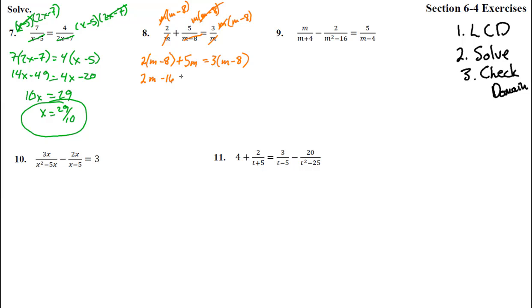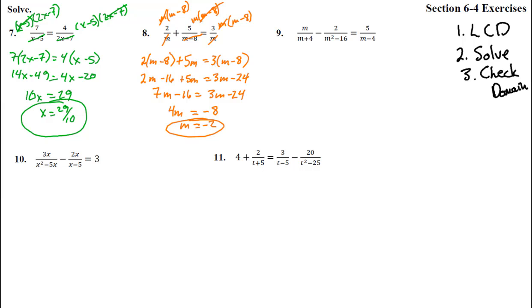2m minus 16 plus 5m equals 3m minus 24. Oh, good. 2m and 5m, that's 7m minus 16 on this side, and then 3m minus 24 over here. So if we subtract 3m from this side and add 16 to the other side, we are left with a negative 8. Divide by 4, and we get m equals negative 2. Does that violate any domain issues? Nope, m can't be 0 and m can't be 8. So it looks like m equals negative 2 is our answer.